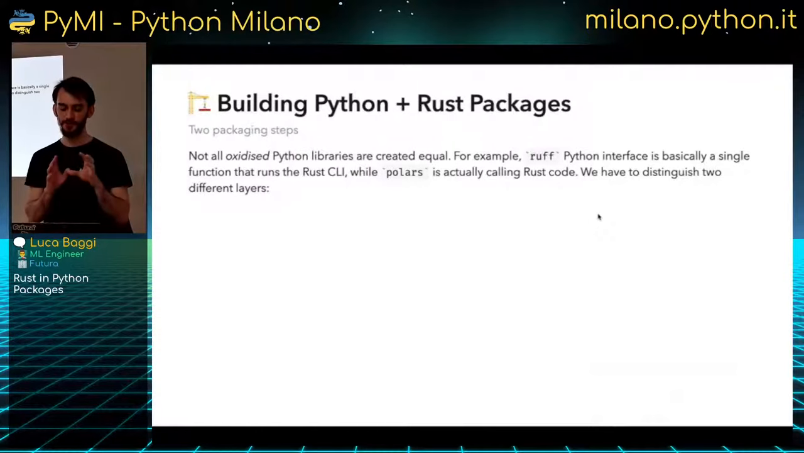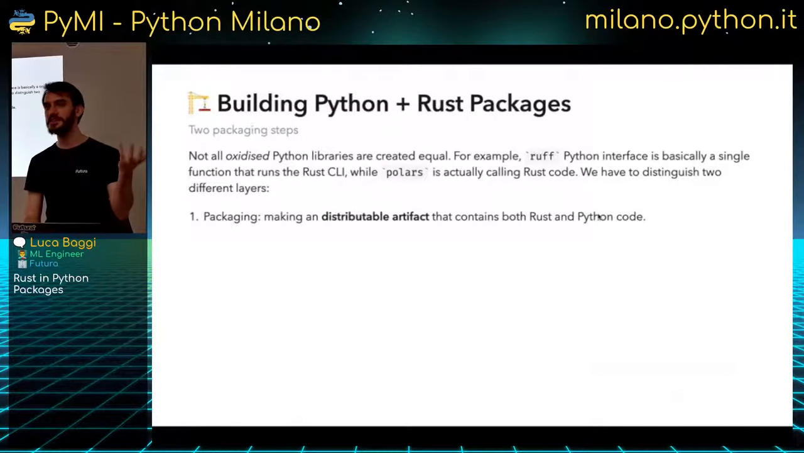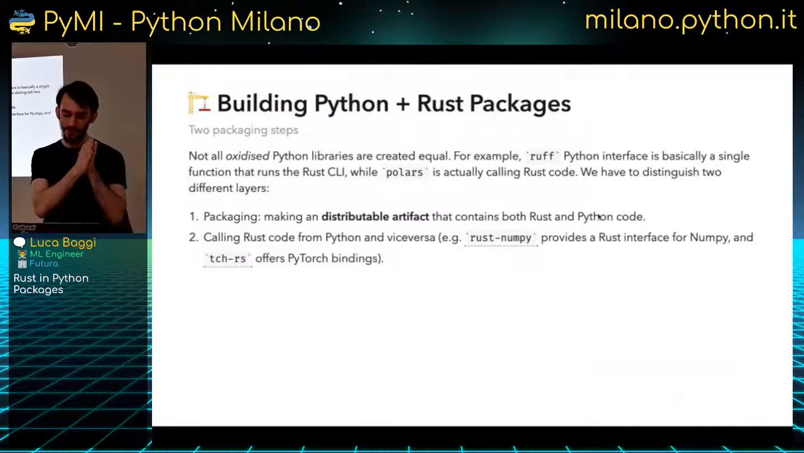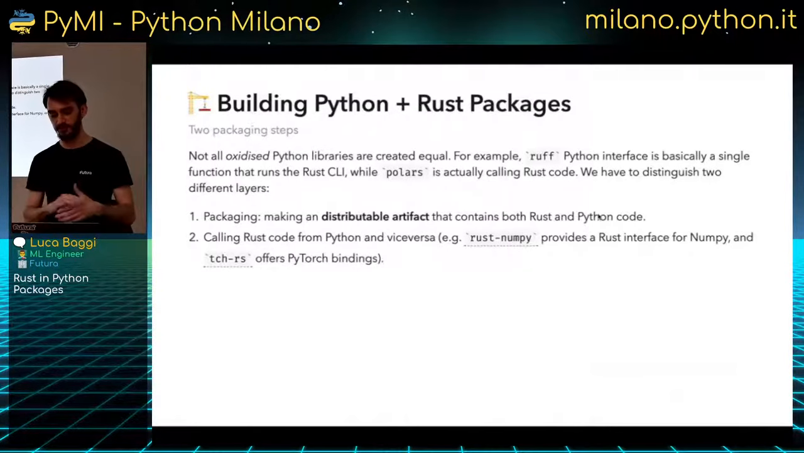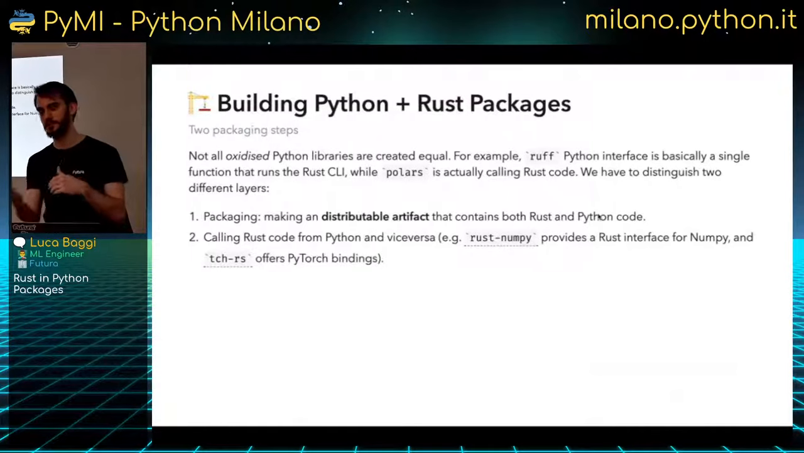So this leads us to separating the things and identifying two different layers. The packaging, so creating a distributable artifact, what we call nowadays mostly wheels, okay? But also calling Rust code from Python and vice versa. So the foreign function interface, the C foreign function interface, and basically bindings are a way to call one language from another.